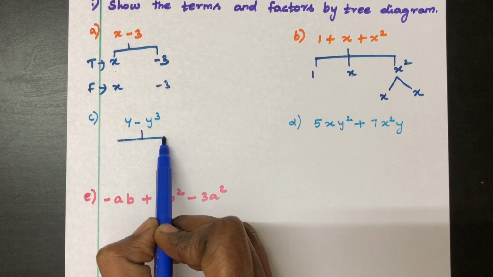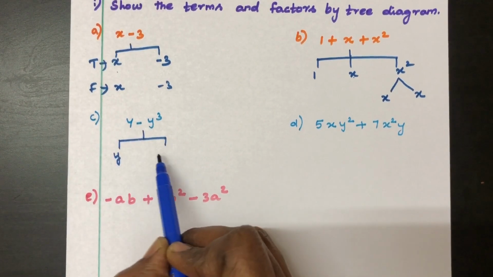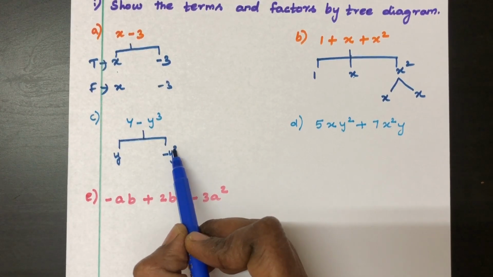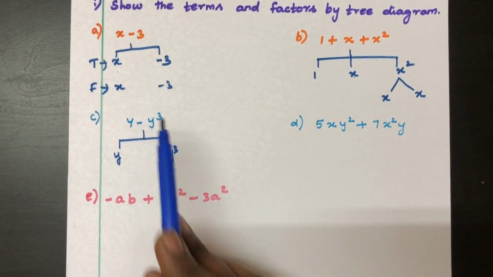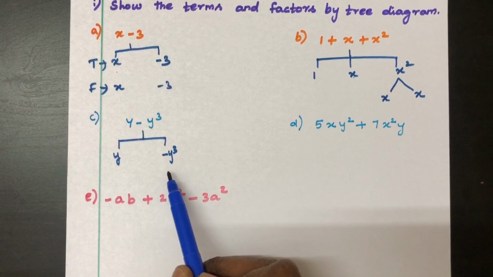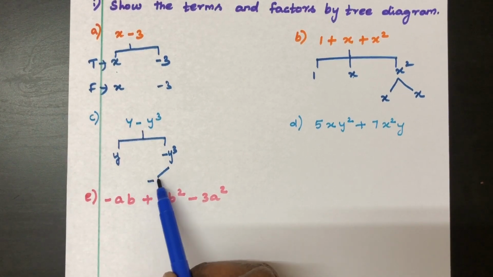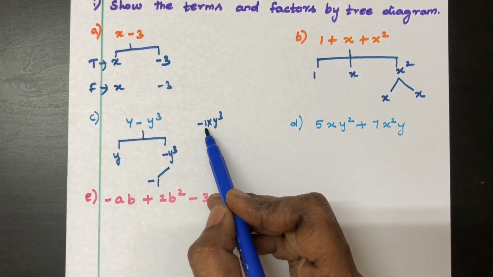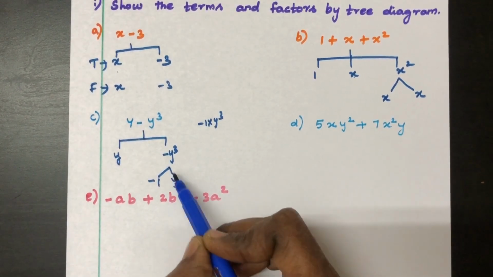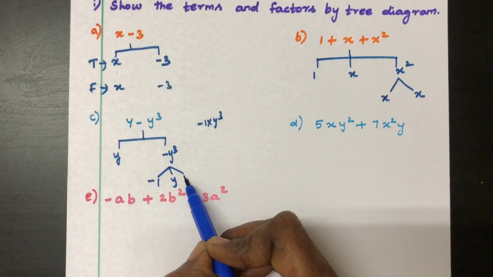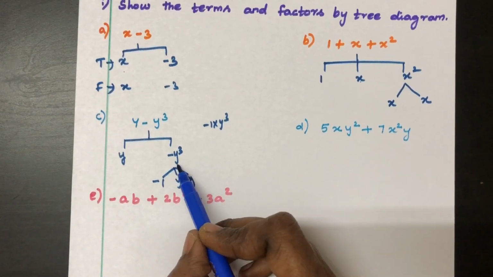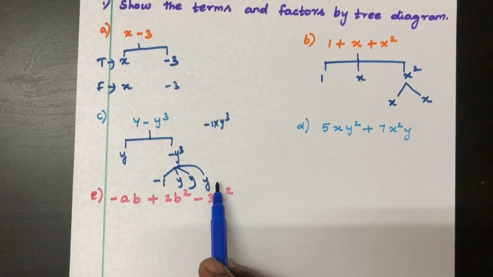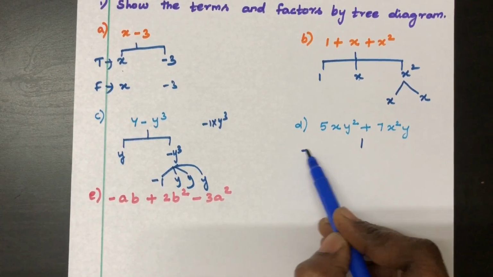Here how many terms? 2 terms. Y is the first term, minus y cube is the second. It is very important to give the negative sign also. Negative y cube. So minus 1 into y cube: minus 1 is also a factor here, and y is one factor, and another y, again another y. Even y square is a factor here, and y cube is also a factor. These are all possible factors.